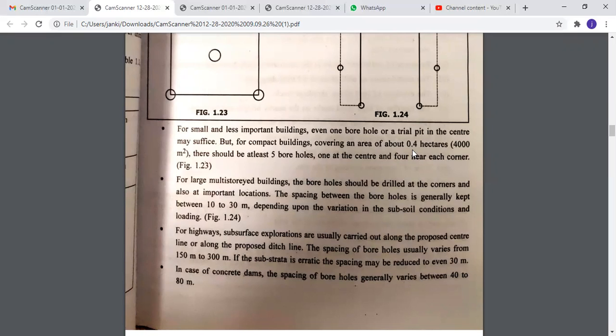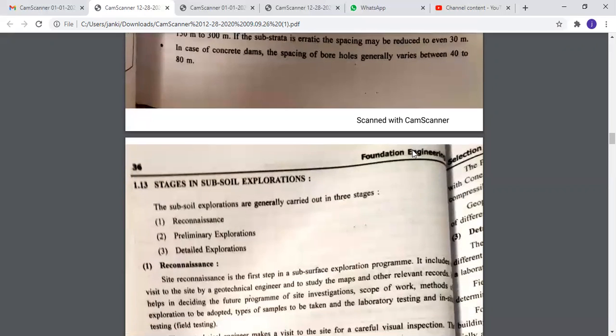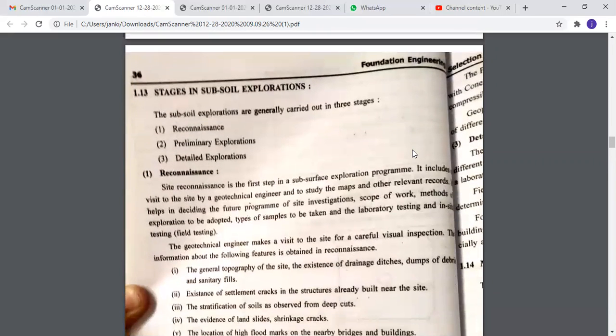For example, if there is a large multi-story building, then the distance between boreholes is between 10 to 30 meter. For highways, the spacing of boreholes varies from 150 meter to 300 meter. And in case of concrete dams, the spacing between the boreholes varies from 40 to 80 meter, right?